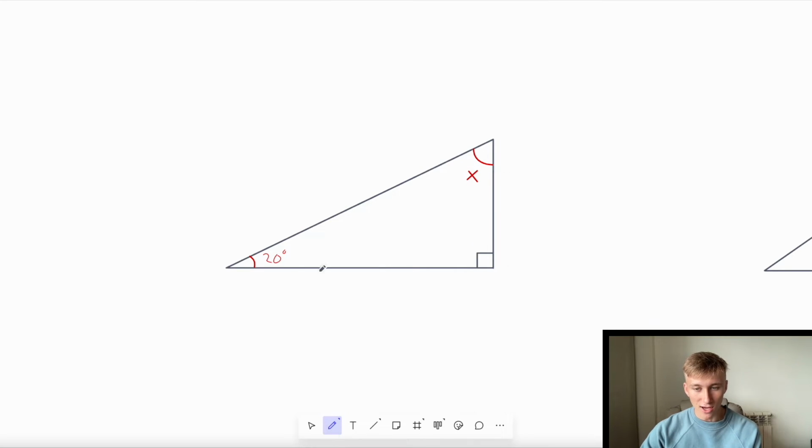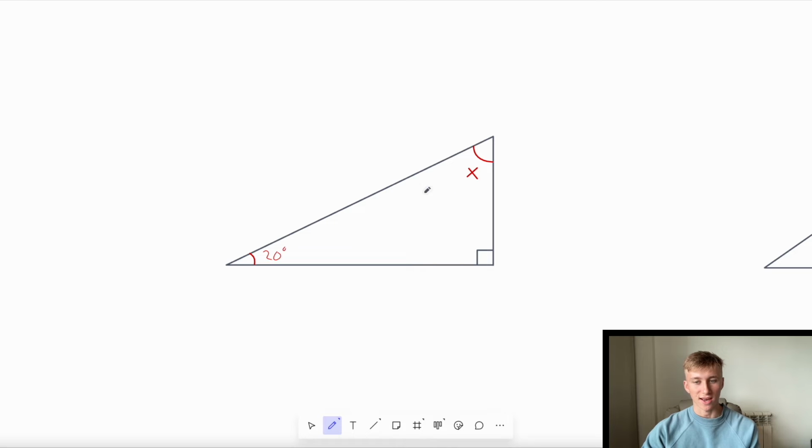So we know this angle and we know that this angle is 20 degrees. So this angle right here is a 90-degree angle. So if you ever see something like this, know that it means it is a 90-degree angle. Now, how would we work out what this X is? So we know that all of it is equal to 180 degrees. All three angles added together is equal to 180 degrees.